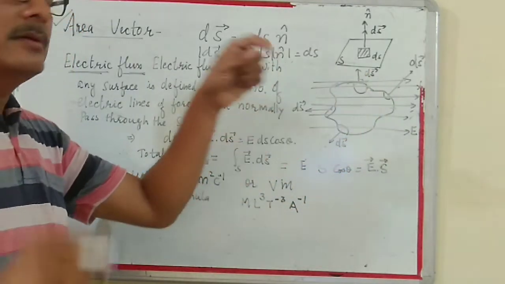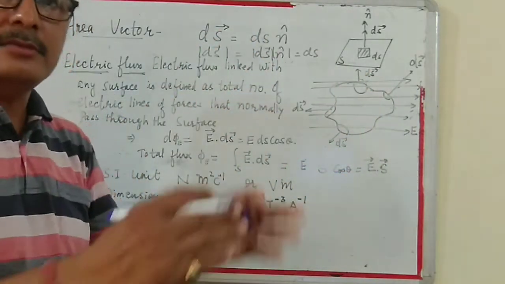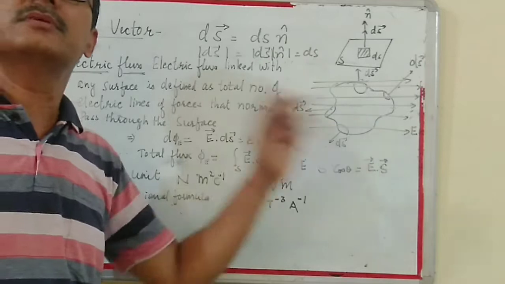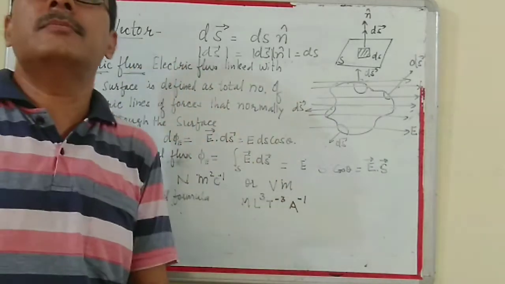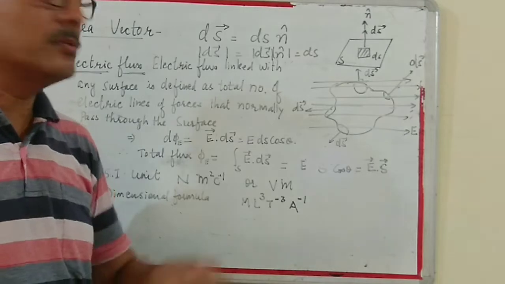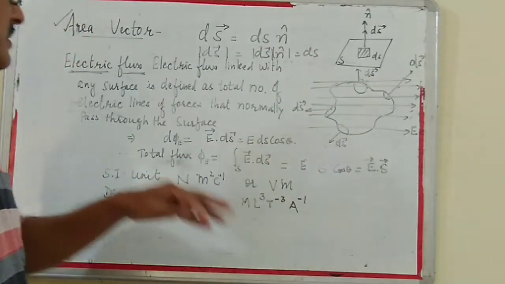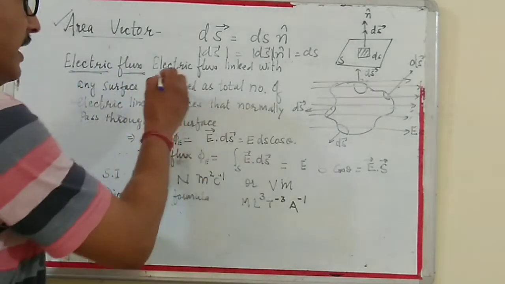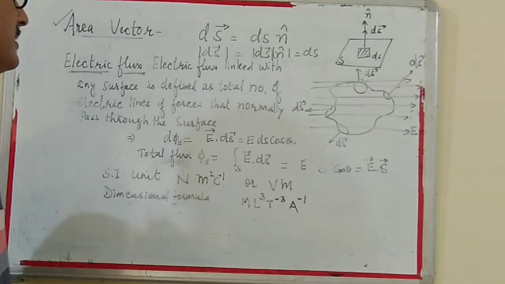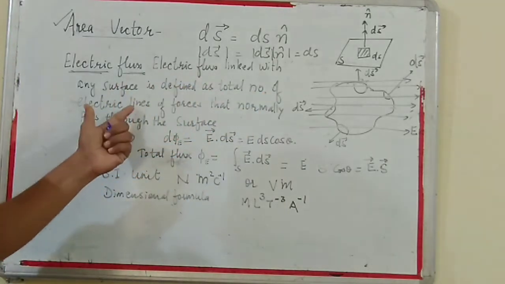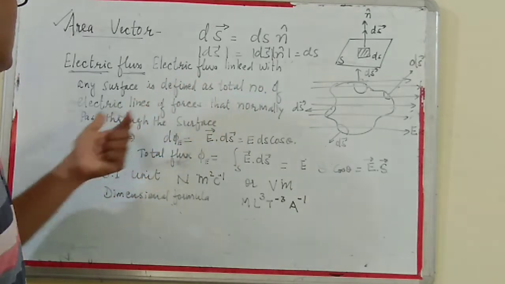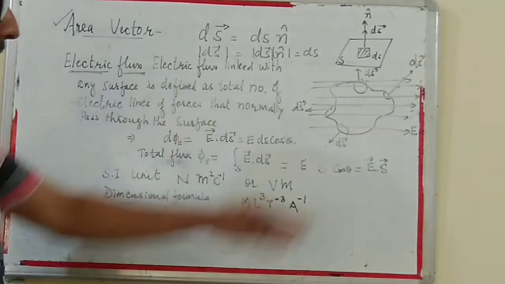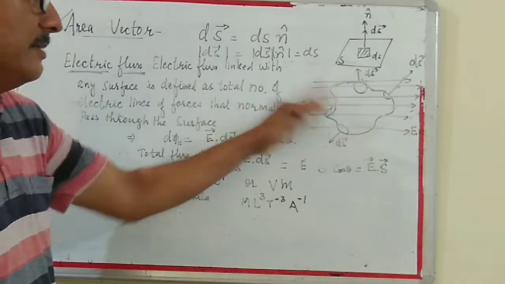Just imagine that electric lines of force are passing through any surface, any closed surface. How many lines of force pass through per unit area is known as the electric flux. So how can we define it? The electric flux linked with any surface is defined as the total number of electric lines of force that pass normally through the surface.